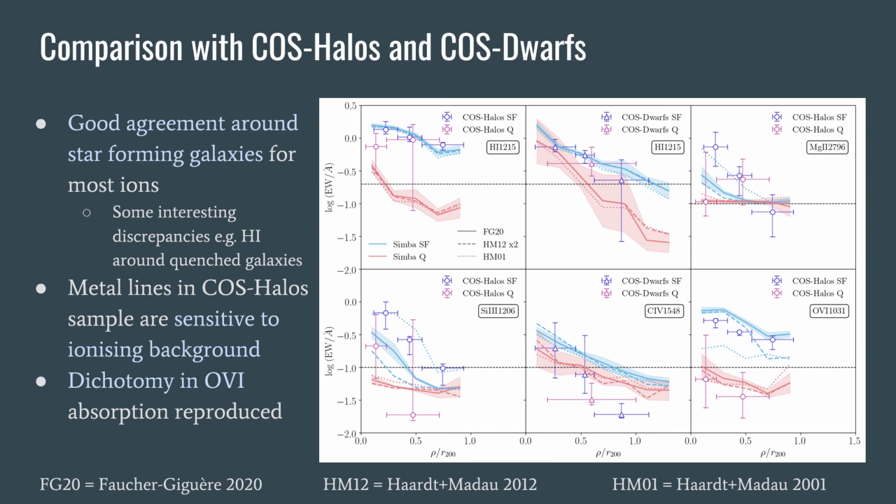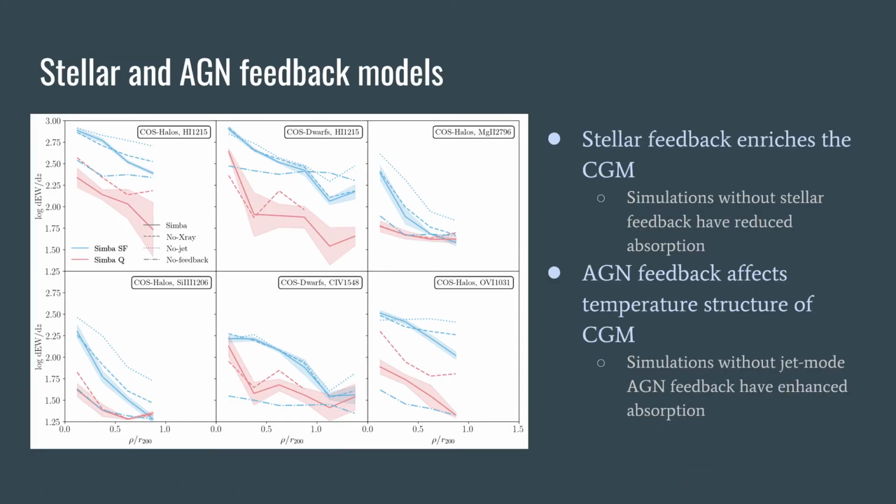In particular, our H1 measurements around star-forming galaxies are in really good agreement with the data, although there are some interesting discrepancies. For example, our quenched galaxies showed under-predicted H1 absorption. When we look at the metal lines, we find that our metal line absorption is really dependent on our choice of ionizing background, at least for our COS-Halos sample. And then another interesting thing is that we're reproducing the dichotomy that's seen in observations in terms of O6 between star-forming and quenched galaxies.